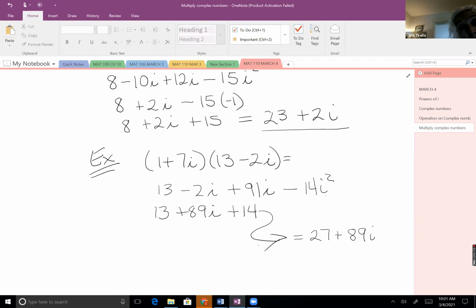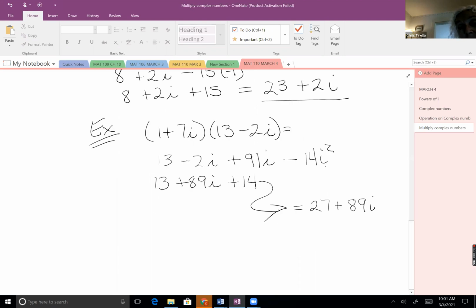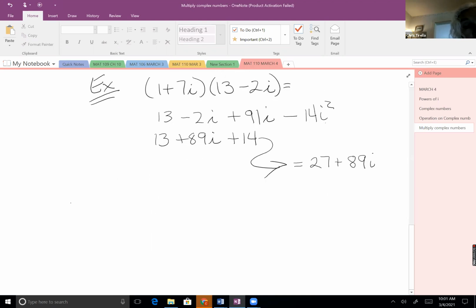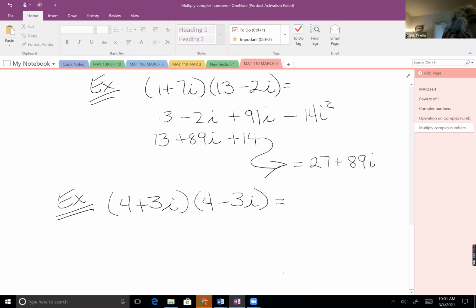Next example is kind of fun. And it's going to lead us to a new definition. Next example, let's look at 4 plus 3i times 4 minus 3i. And take your time to work that out and let me know what you get.